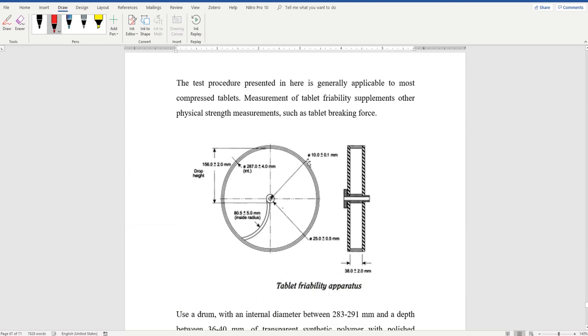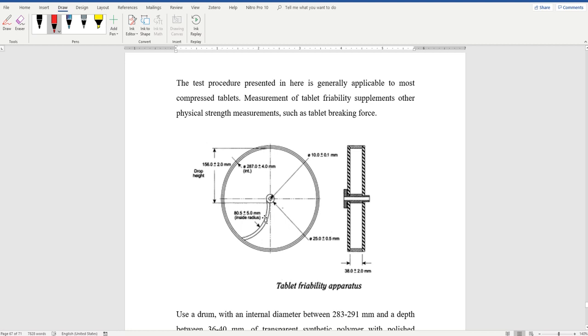Well, this machine has a drum, as you see it here. This drum will be rotating with tablets, to see whether the tablets will break or will lose weight when they tumble inside the drum. Of course, you will add tablets here. The minimum number of tablets to be added is 10. So you add tablets here, and then this rotates.